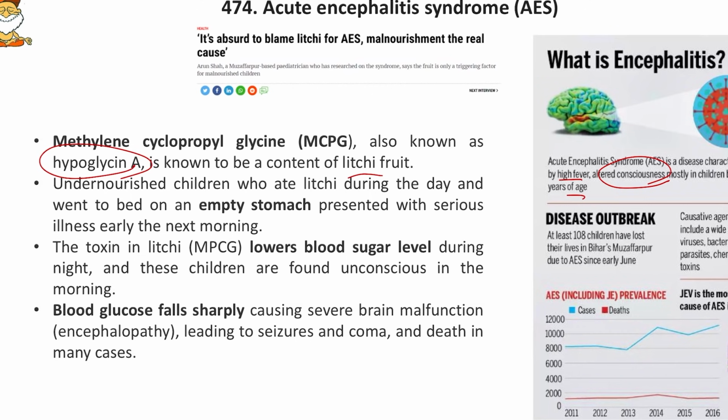Then the toxin in the lychee, that is the MCPG, lowers the blood sugar level during the night, and these children are found unconscious in the morning. So, the main action is that it lowers the blood sugar level, and then the blood glucose falls sharply, causing severe brain malfunctions. As the supply of glucose to the brain stops, the brain stops functioning, and it leads to seizures, coma and sometimes even death.